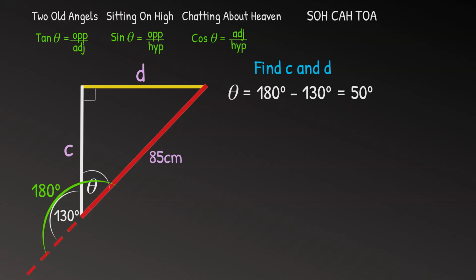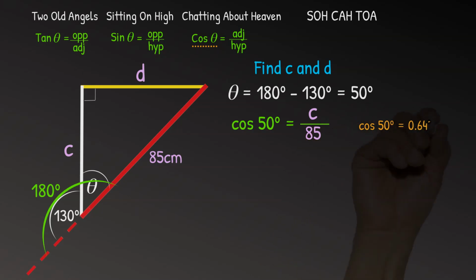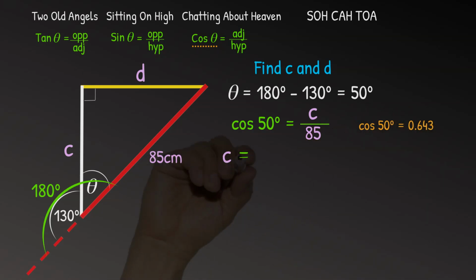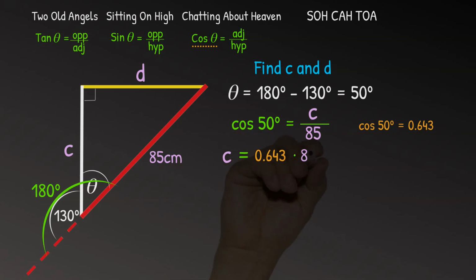Now C is the side that is adjacent to the angle 50 degrees, so we can use the cosine function. So we have the cosine of 50 is equal to C divided by 85. Now if we find the cosine of 50 on our calculator, we'll get the value 0.643. So C is equal to 0.643 times by 85, which gives us 54.7 centimetres.